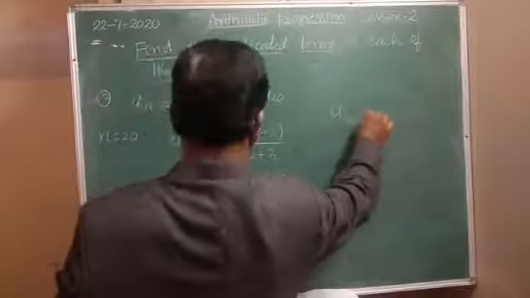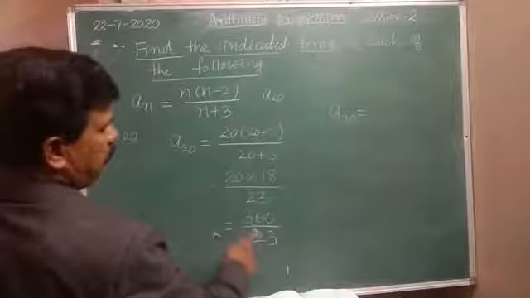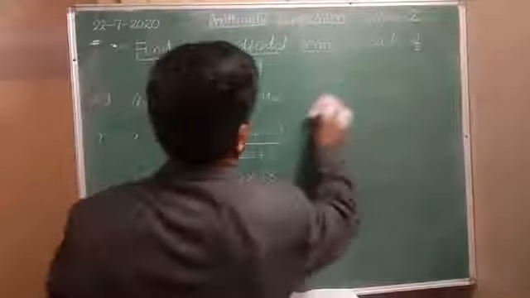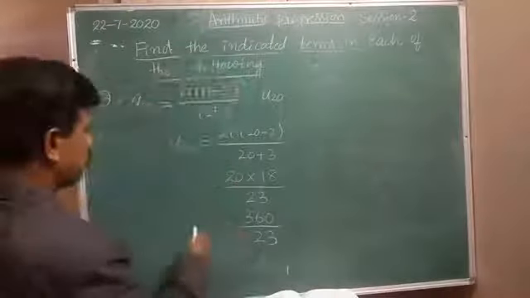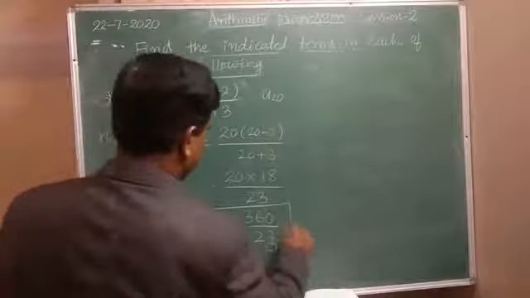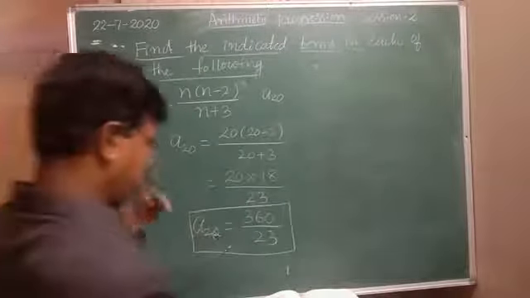A20 is equal to 360 by 23. Is it possible to divide this? No. Keep it as it is. 360 by 23. This is A20. A20 is 360 by 23. Now one more.